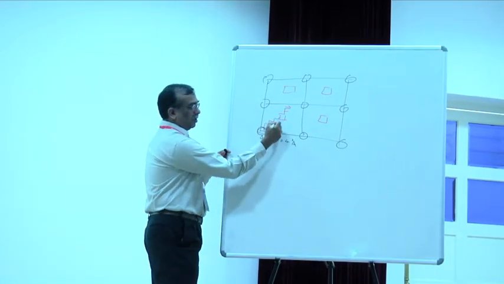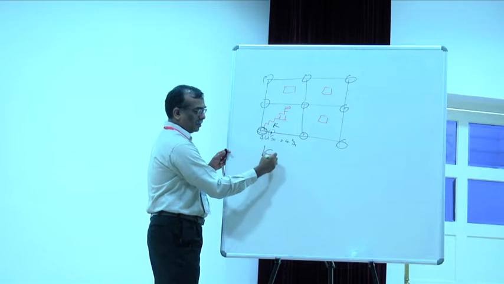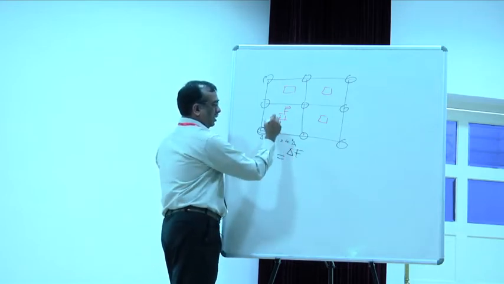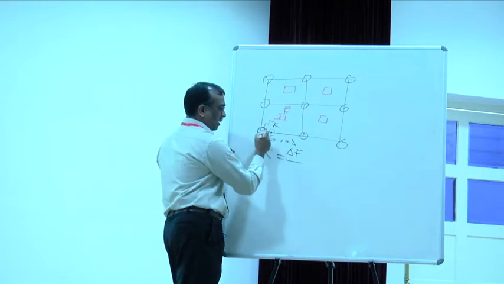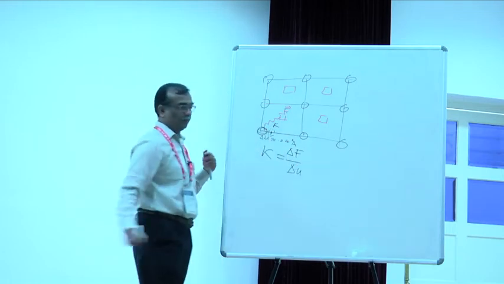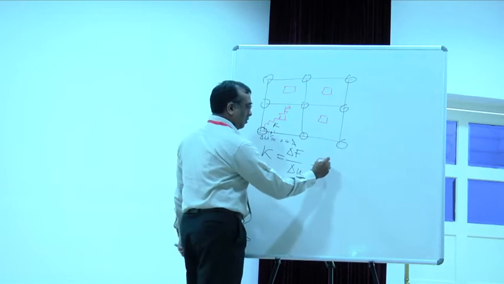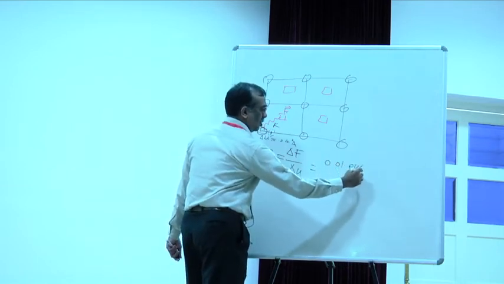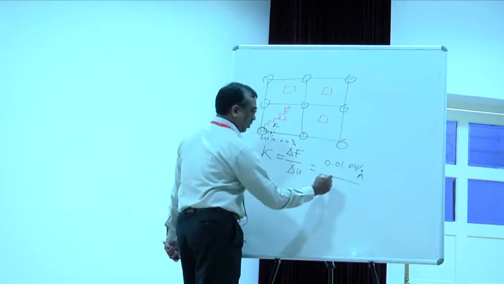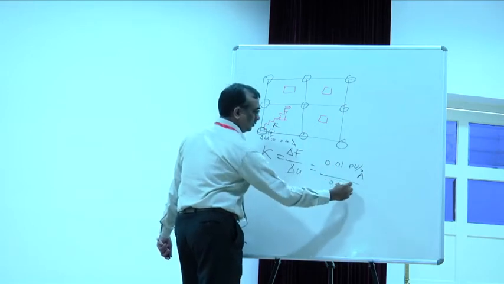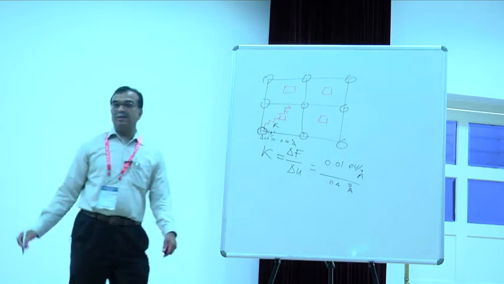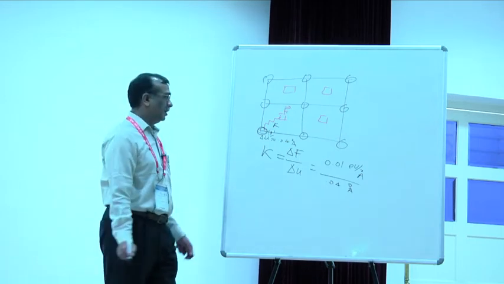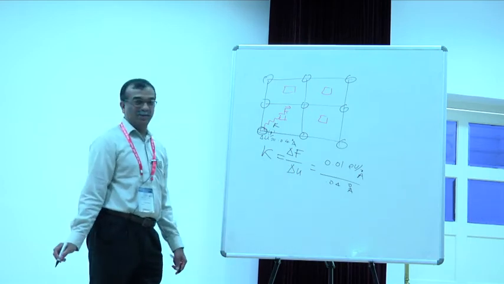So the spring constant here is given by the change in the force divided by the applied displacement delta U. So this could be, say, 0.01 eV per angstrom, and this could be, say, 0.04 angstrom. So this is how you get the force constant matrix in eV per angstrom squared, right? You understand the idea is very simple.